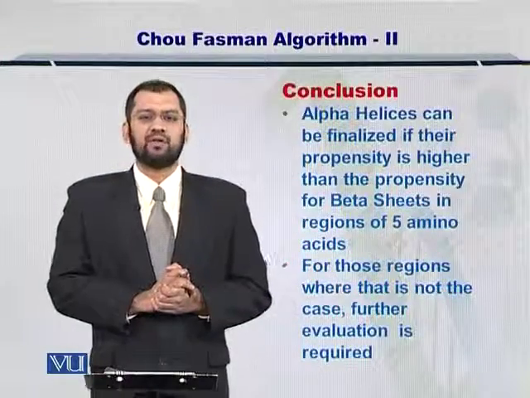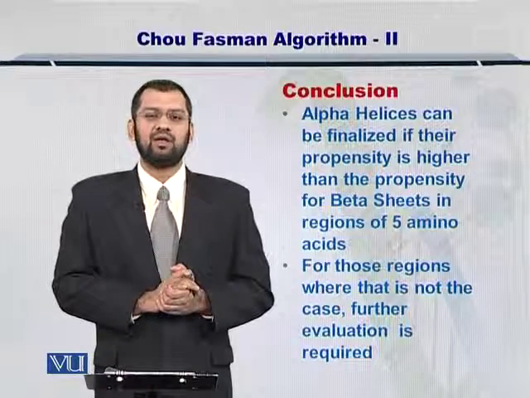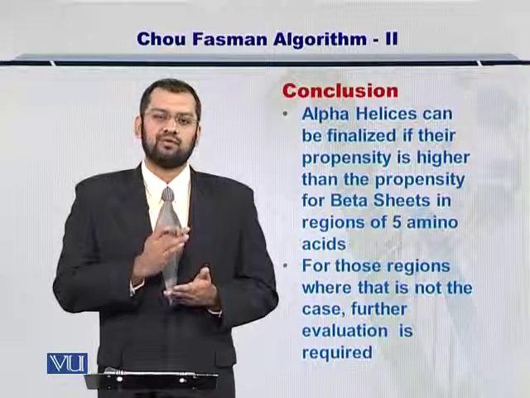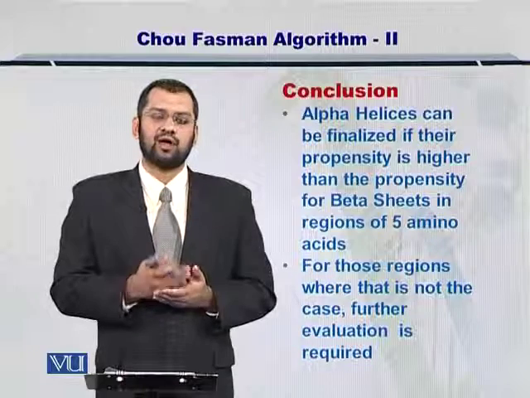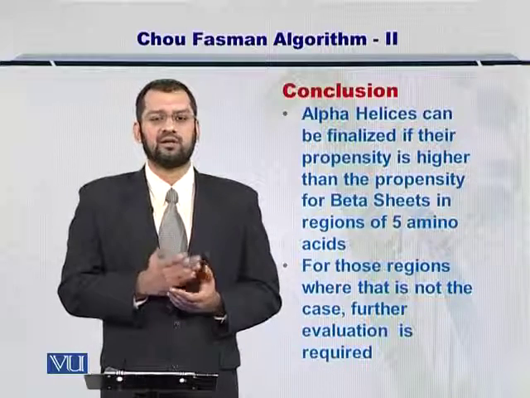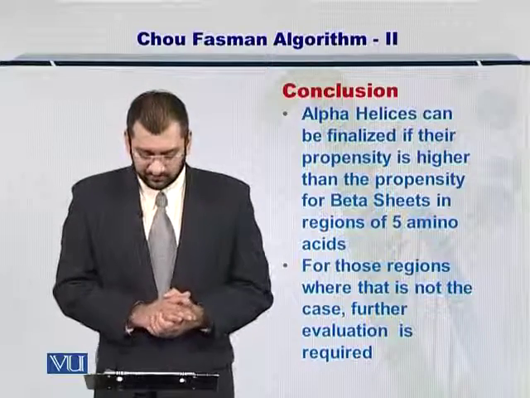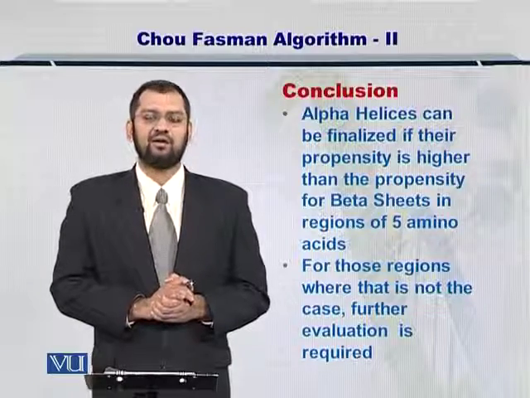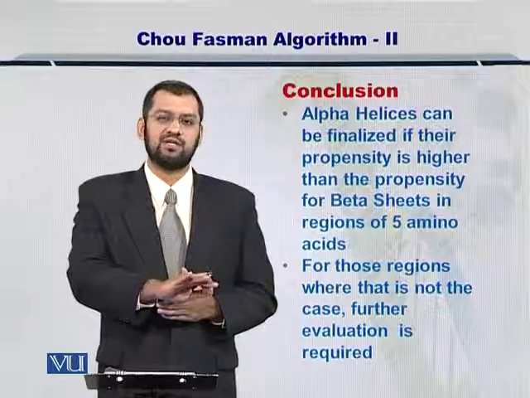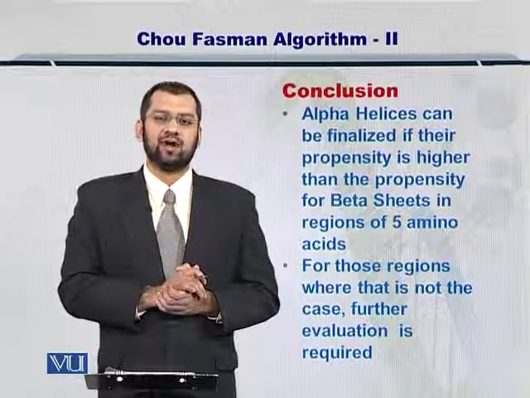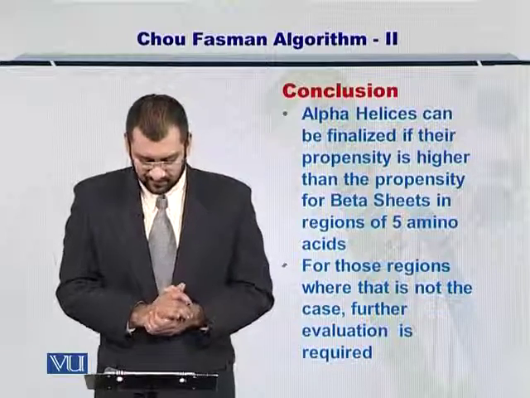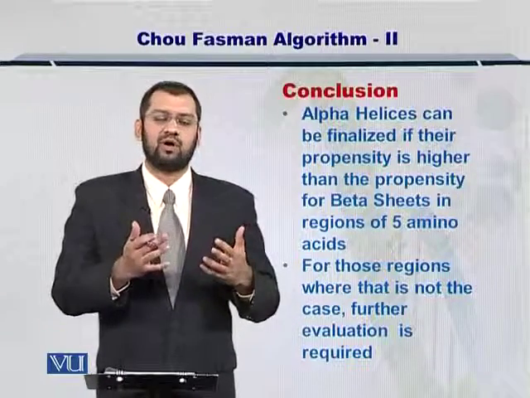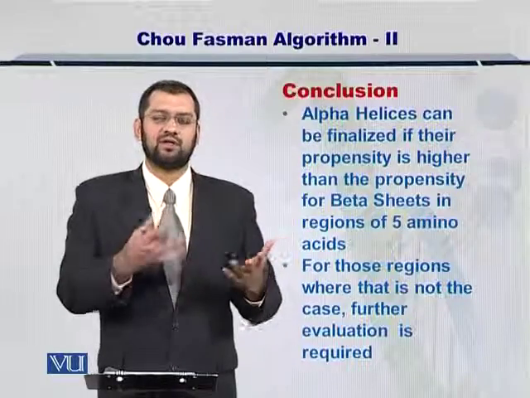In conclusion, you must remember: why are we selecting 5 amino acids in this case? The reason is that for formation of a beta sheet, you require at least 5 amino acids to start a beta sheet. Therefore, alpha helices can be finalized if their propensity is higher than the propensity of formation of a beta sheet, and that can be for the 5 neighboring amino acids. For those regions where that is not the case, further evaluation is required, whether they form a beta sheet, a turn, a loop, etc.